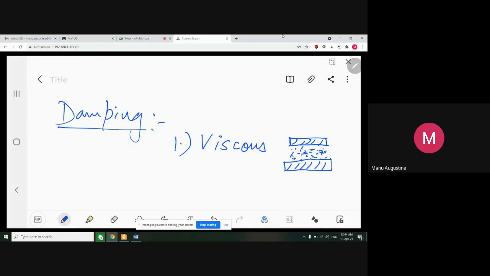For example, in this rough figure that I've drawn here, two plates of metal have been separated by a layer of lubricant in between them. The bottom plate is fixed and the top layer is moving to and fro. So in such a condition, viscous damping will come into play.